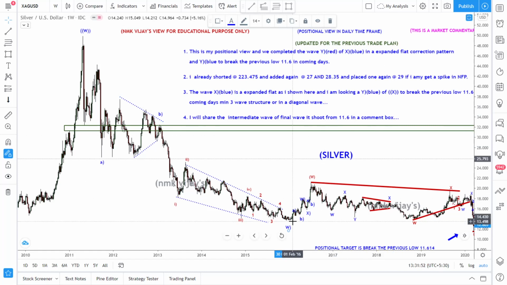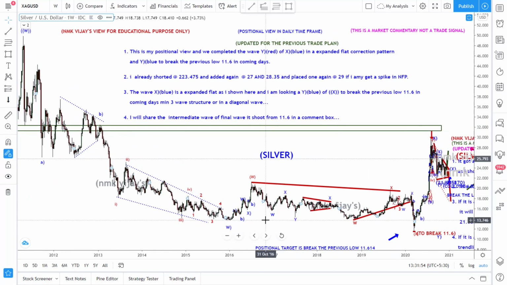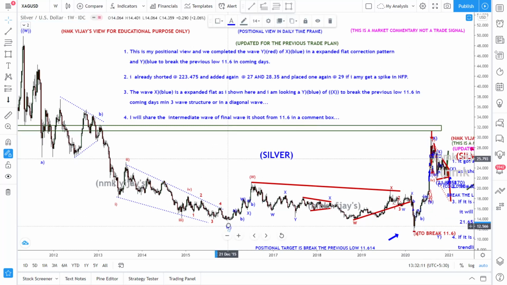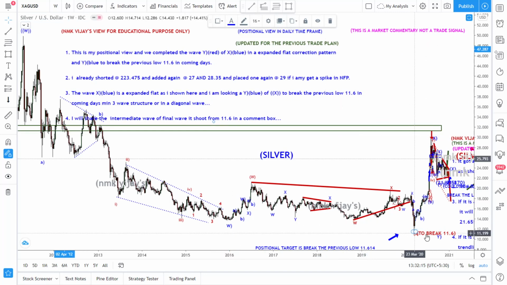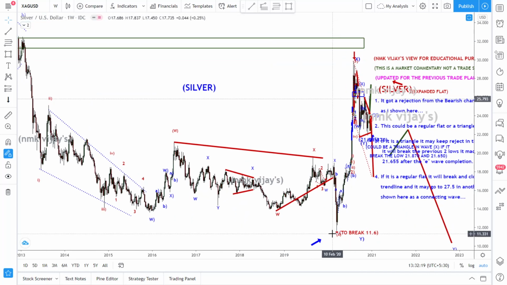But what it did, it has already broken the low here. But this is not the continuation for that low, right? So it did an irregular flat. So this is the W, this is the X, and A, B, C is completed as a Y. So this is the W, this is the X, and we need a Y wave again to break this low of 11.6. So that is my bias.